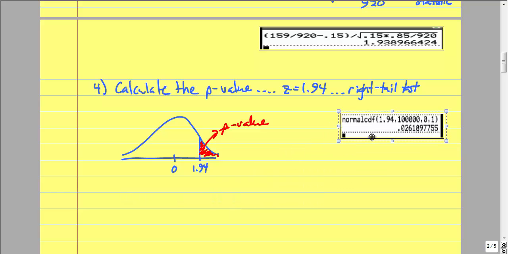So we can see from here that my p-value is 0.026189. Now usually they ask us to round our p-values to either 3 or 4 places. Let's go ahead and round this one to 3, 0.026. So 0.026 would be to 3 places.